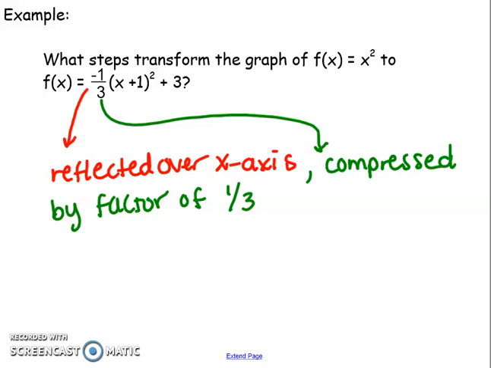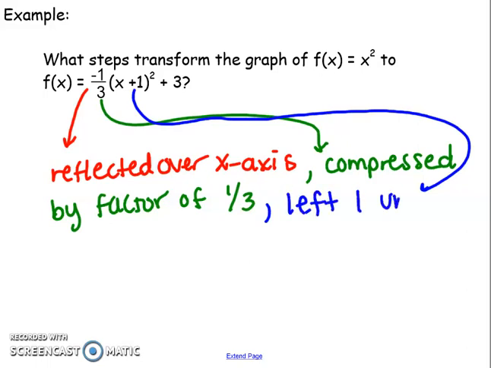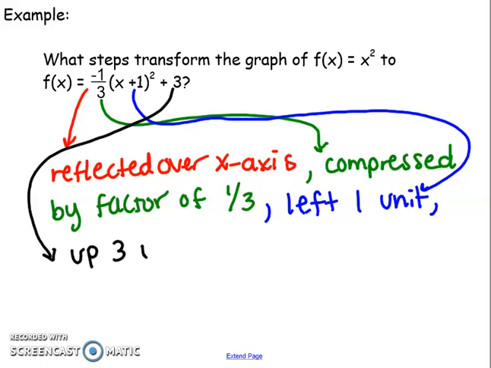The x plus 1 squared, so this plus 1, I'm going to bring it over here. So the blue one, the plus 1, because it's plus, it's the opposite of what we think. So it's really going to move to the left 1 unit. And then lastly, this plus 3 at the end, I'm going to bring it over here. That plus 3, because it's on the outside, it's going to move it up because it's exactly what we think because it's plus. So this is going to move up 3 units. So each point of f of x equals x squared would be reflected over the x-axis, would be compressed by a factor of 1/3, would move left 1 unit, and would move up 3 units.